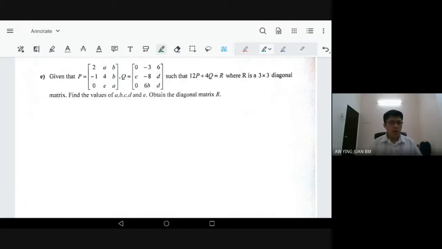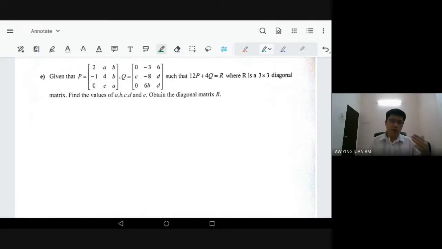So, given we have the matrix P as shown in the paper, and we have Q, 3 by 3 order also, such that, so when we have the word such that, means that this is the fact. Okay, so 12P plus 4Q is equals to R. So where R is the 3 by 3 diagonal matrix.